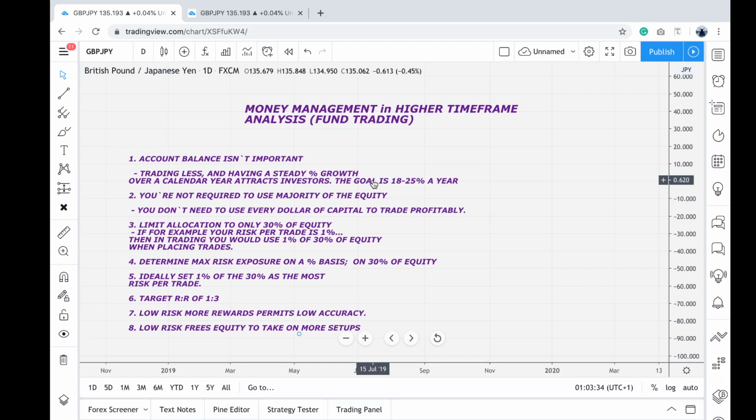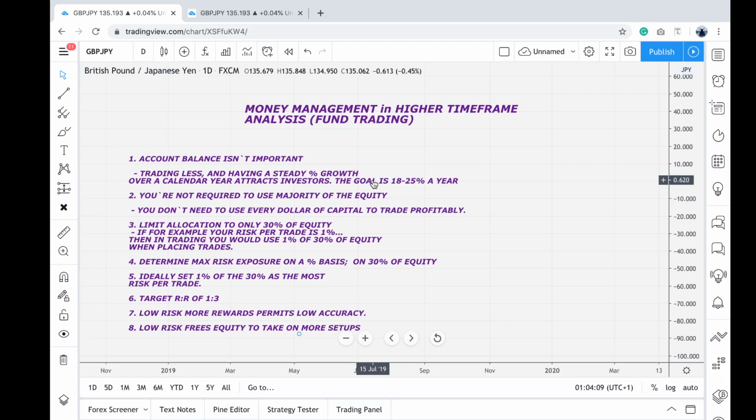So this is where we get to the third part of the guideline, which is you limit your allocation to only 30% of equity. That means, for example, if you get funded with a 100K account balance, so you have $100,000 to start trading, what you want to do is set aside $30,000 and use that to trade. That is 30% of the entire equity. That is what you want to use to trade.